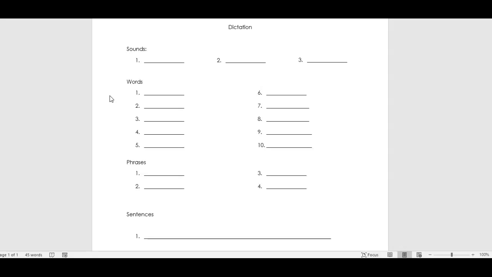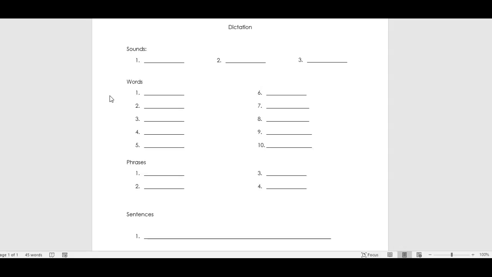Number six, say fantastic. Tap out the syllables in fantastic. What's the first syllable in fantastic? You'll write that down. What's the second syllable in fantastic? Write that down. What's the third syllable in fantastic? Please write that down. You should have fantastic.